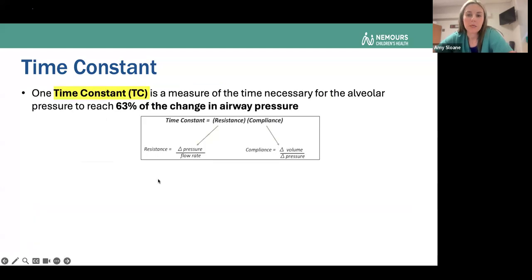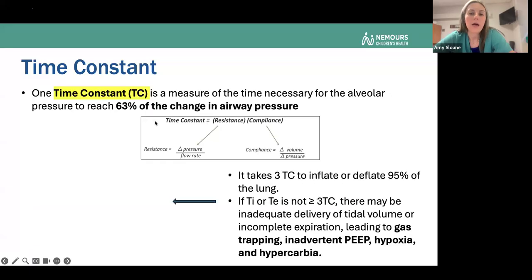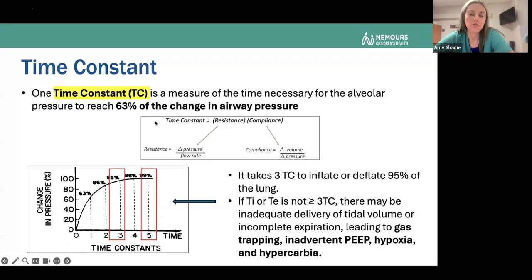So one time constant is also defined as the measure of the time necessary for the alveolar pressure to reach 63% of the change in airway pressure. But note here that it takes 3 time constants to inflate or deflate 95% of the lung, and 5 time constants to deflate 99% of the lung. So if your I time is not greater than 3 time constants, there may be inadequate delivery of the tidal volume or incomplete expiration, leading to gas trapping, inadvertent peeping, and then, of course, hypoxia and hypercarbia.